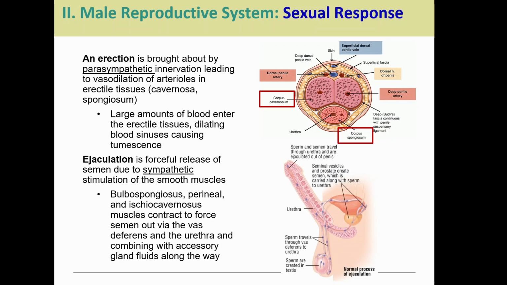Now, this will be maintained during sexual intercourse, and then towards the end, we will experience ejaculation, which is that forceful release of semen. This is coming from the sympathetic nervous system. So the muscles that we have, the bulbospongiosus, the perineal, and the ischiocavernosus muscles are going to contract, and when they do this, this is going to force semen from the vas deferens and the urethra. The accessory glands' fluid is going to come along the way too, and it's going to all come out, right? It's going to be pushed out through the urethra.